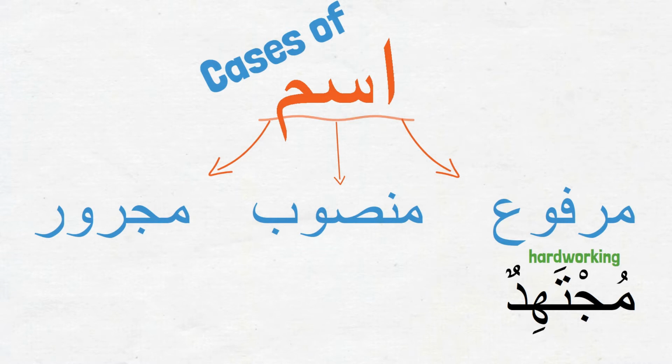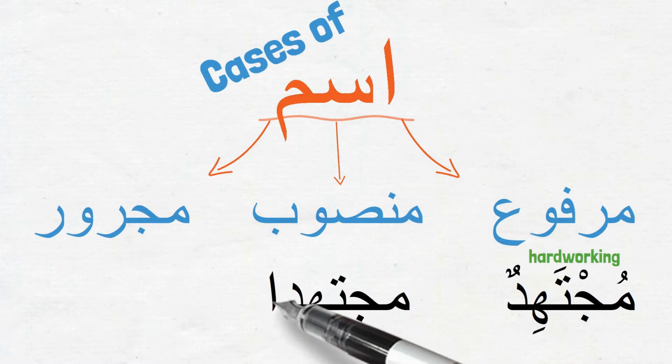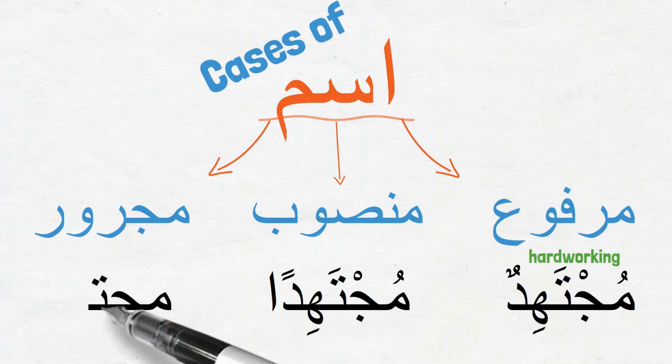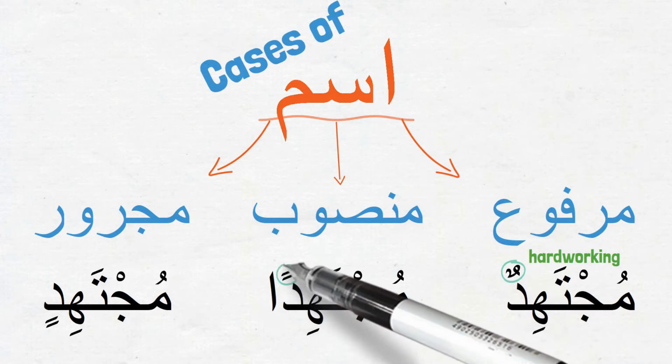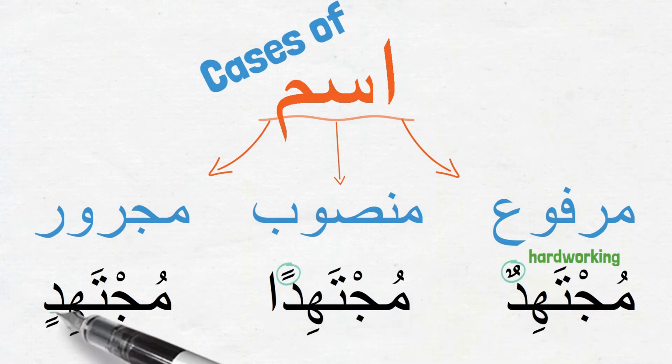In marfu' case, it is mujtahidun. In mansub case, it is mujtahidan. And in majroor case, it is mujtahidin. So the marfu' ism ends with dhamma, mansub ends with fatha, and majroor gets kasra. Also notice they all are ending with tanween because this ism is nakira or indefinite.